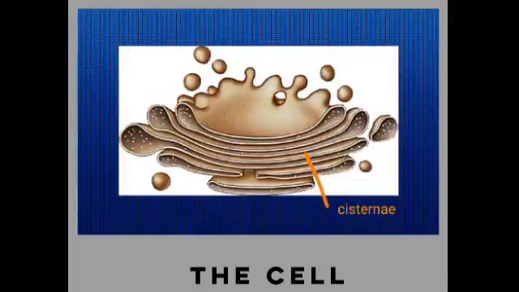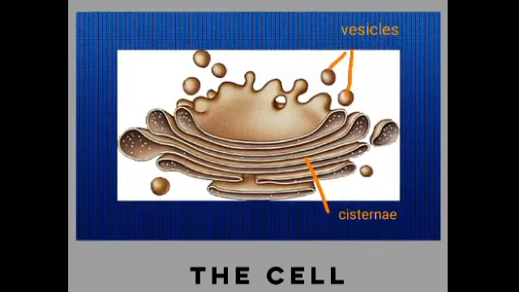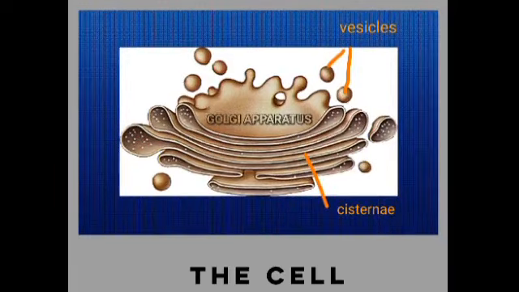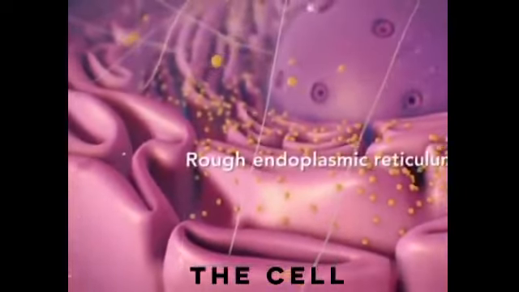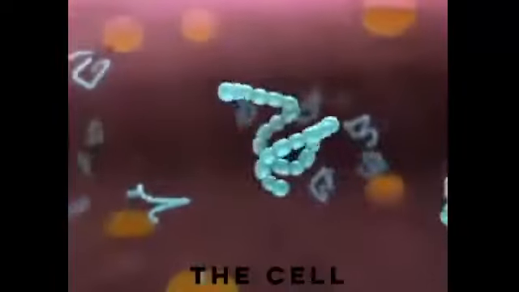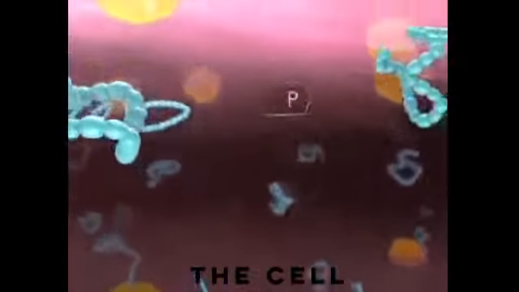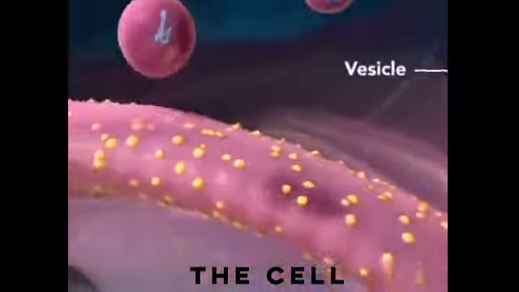Students, can you see the membranous stack-like structures in the picture? These are called cisternae. Around the cisternae, you can also observe small bubble-like structures called vesicles. The cisternae and vesicles form the Golgi apparatus. Children, as you know that ribosomes of rough endoplasmic reticulum synthesize the proteins. These proteins and lipids thus synthesized are carried by vesicles to the membranes of cisternae.